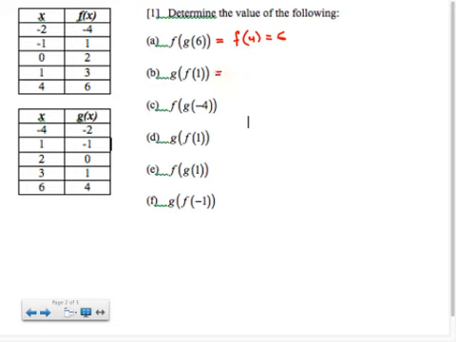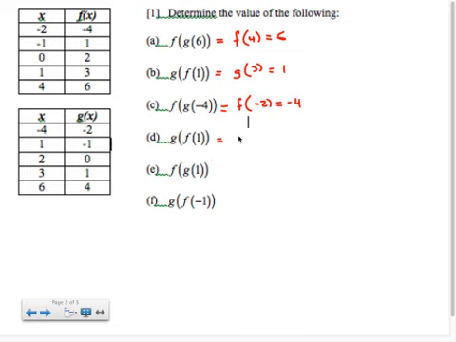G of f of 1. First, find what f of 1 is. F of 1 is 3, so we're asked really to find g of 3, and g of 3 ends up being 1. F of g of negative 4. G of negative 4 is negative 2, and f of negative 2 is negative 4.